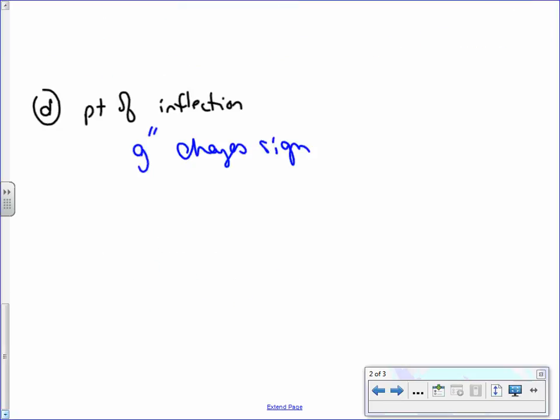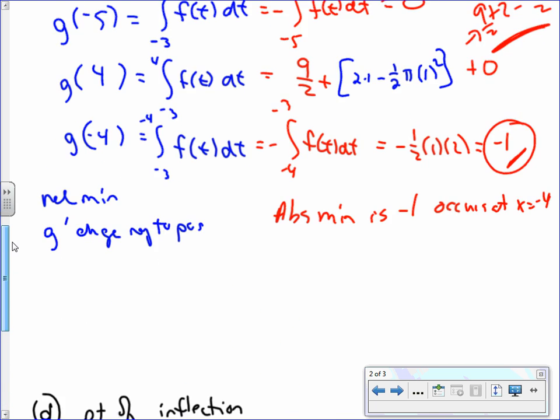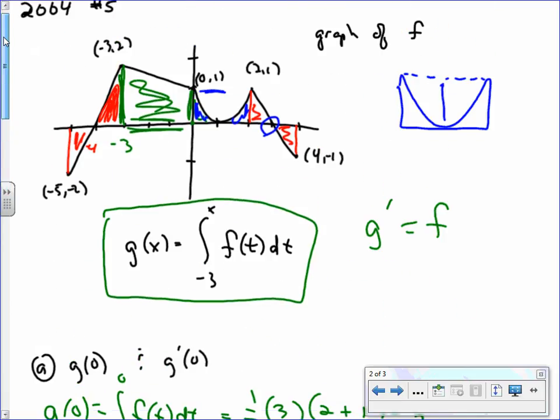We have to look at the slope of G prime. Yeah, so just walk you through it all. The slope of G prime, which is the same thing as the slope of F. All right, so we're looking for where the slope of F changes sign. Any place the slope of F changes sign. Okay? So that is the picture.